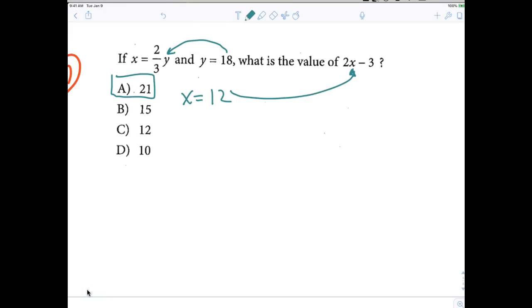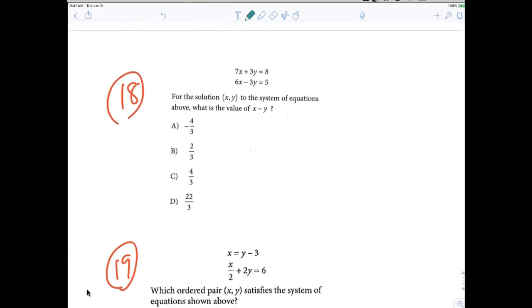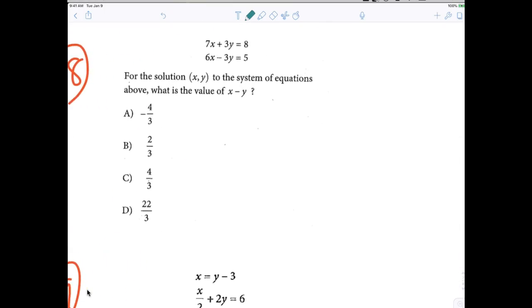All right. Now here we go with 18. Now you just had to be careful on this one. This one's particularly easy, I thought, because when I'm adding, the y's cancel out nicely. So I have 13x is equal to 13, so x is equal to 1.